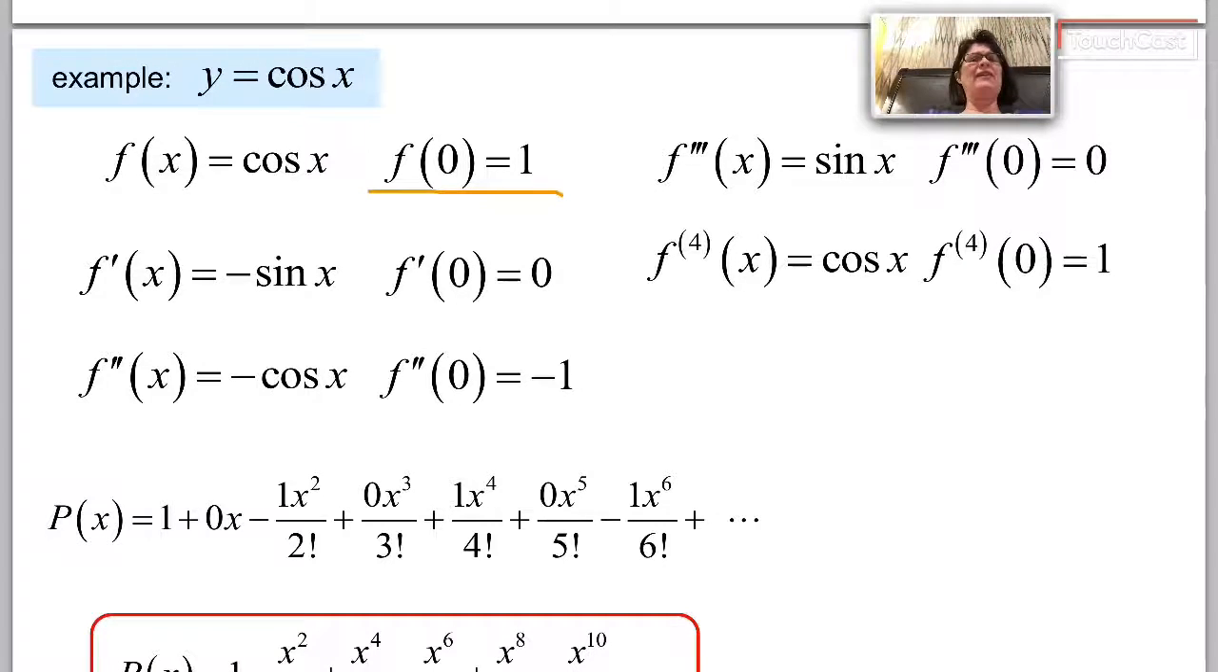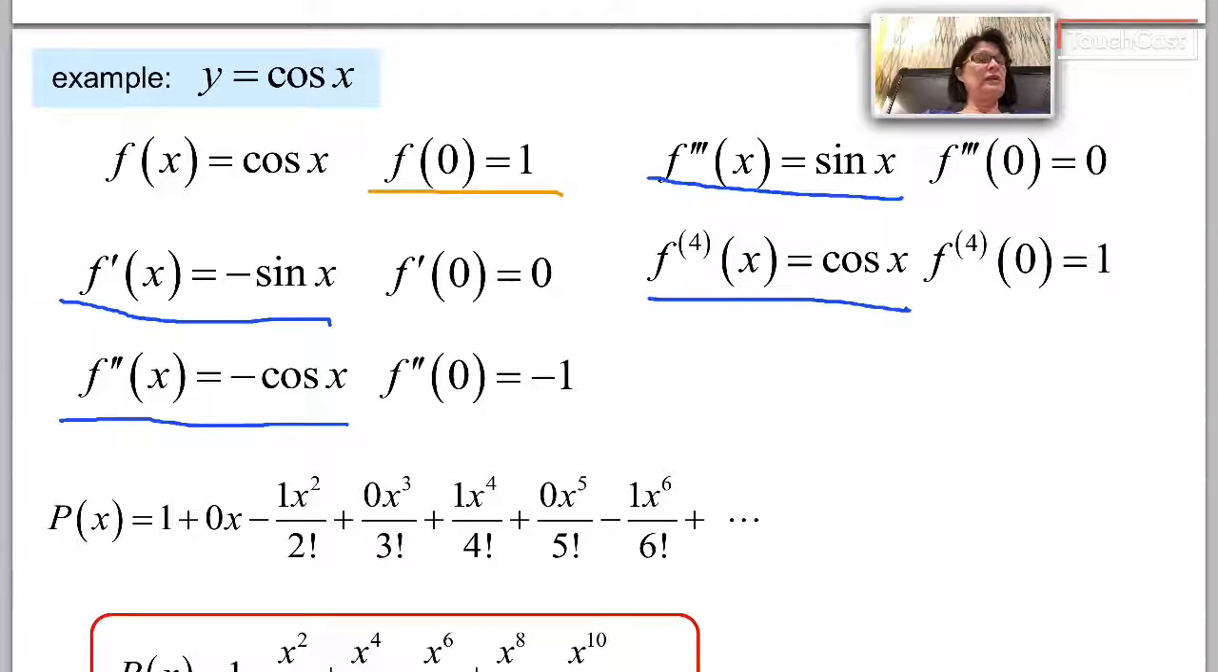I'm going to go through and find the first, second, third, and fourth derivatives of cosine. And for each of those, I need to evaluate the derivative at x equals 0. Because remember, I'm going to need the first derivative of f at 0, the second derivative of f at 0, the third derivative of f at 0. Okay, so I've got these, and they're just listed here.